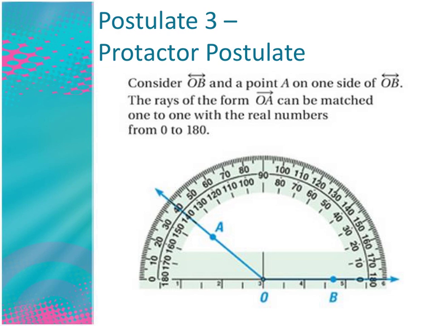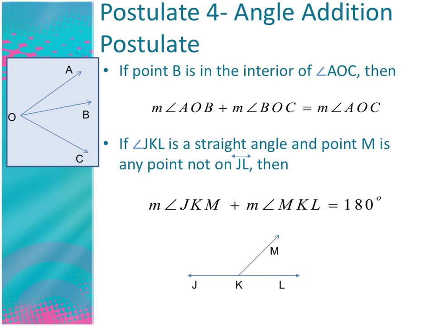All right, so this is the protractor postulate, which just says, consider line OB and a point A on one side of line OB. The rays of the form ray OA can be matched one-to-one with the real numbers from 0 to 180. If you remember, the ruler postulate just said that if I have a line, I can give it a coordinate, which is a number. This is kind of the same thing, but applied to an angle. If I have an angle, I can give it a measure. That's all this says. No matter what the angle is, I can give it a measure that's a real number, so non-imaginary.